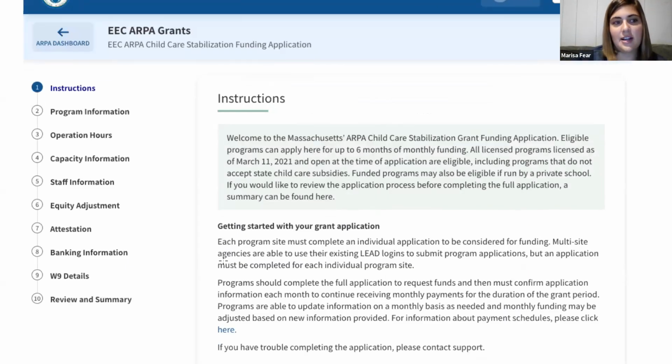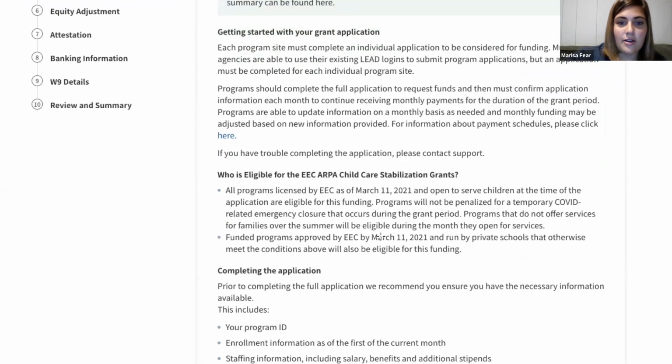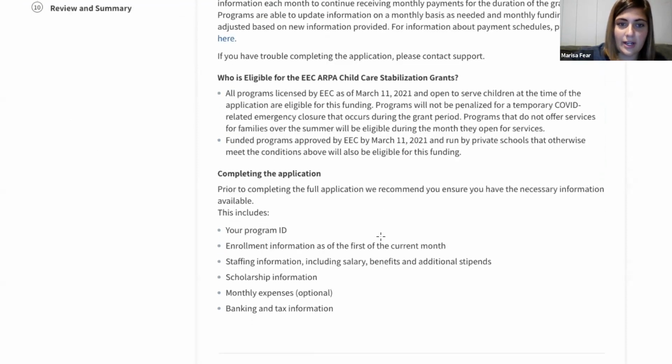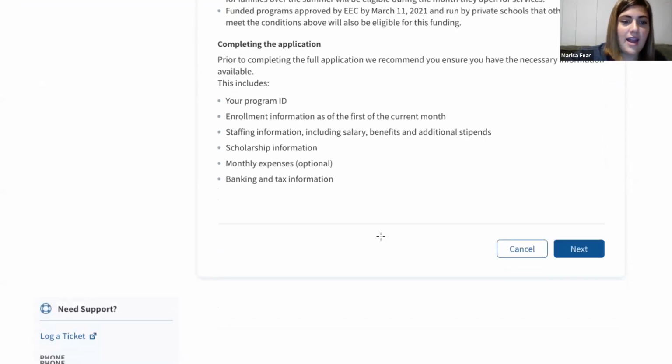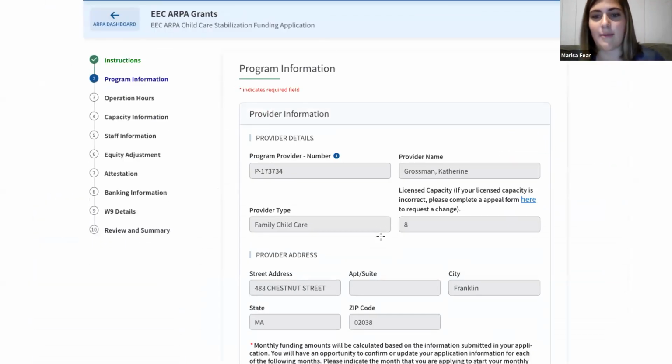The first section is instructions. So here is where you'll be able to see what you'll need to complete the application, how to get started, who's eligible, and then what you'll need. So once you're finished with that, you go ahead and click next and move on into the next section, which is program information.